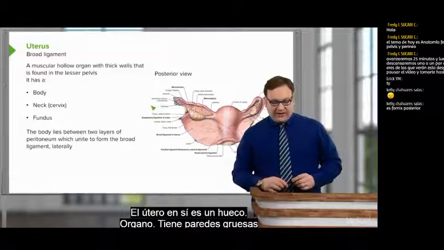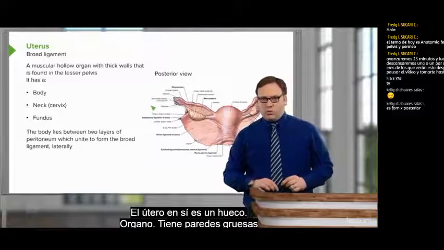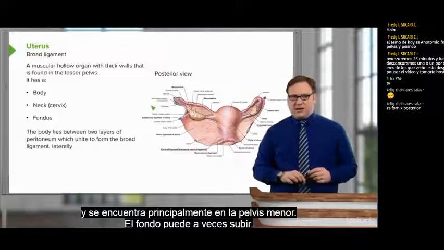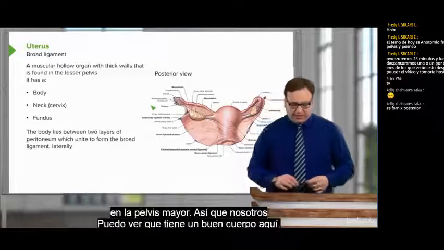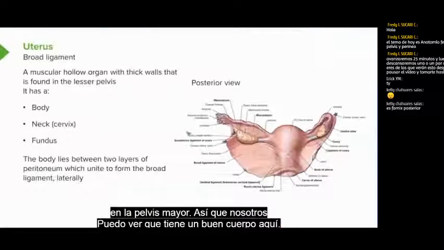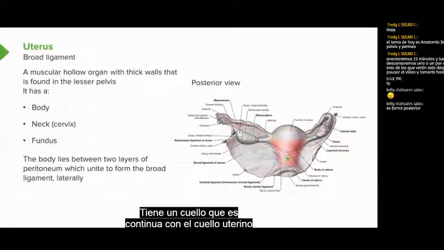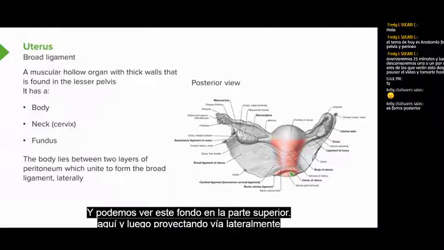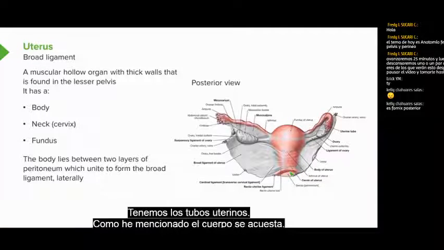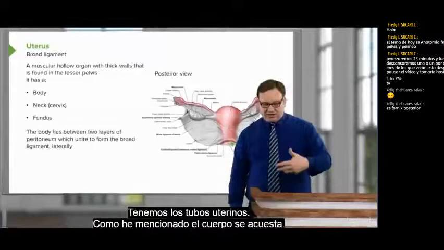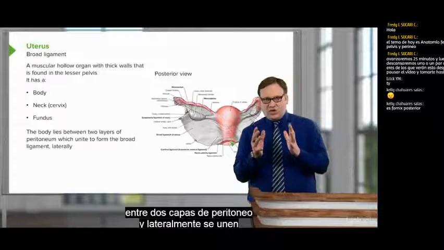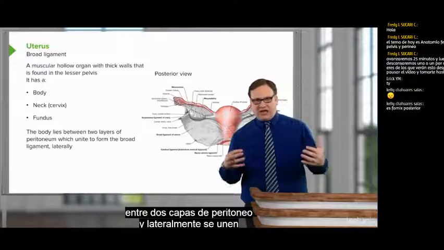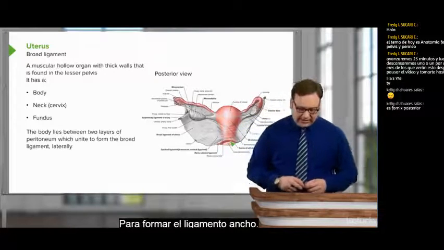The uterus itself is a hollow organ. It has thick walls, and it's found mostly in the lesser pelvis. The fundus can sometimes creep up into the greater pelvis. So we can see it has a nice body here. It has a neck which is continuous with the cervix, and that forms a connection with the vagina. And we can see this fundus at the top here, and then projecting away laterally we have the uterine tubes. As I've mentioned, the body lays between two layers of peritoneum, and laterally they unite to form the broad ligament.